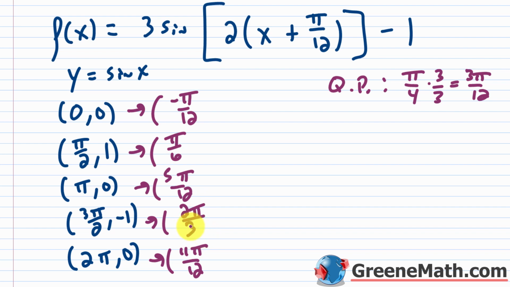So 2 pi over 3. Okay, so we've got everything for x. Again, you can do the quarter period method, or you can go through and do graphing transformations, whatever you want to do. For y, again, it's very straightforward.